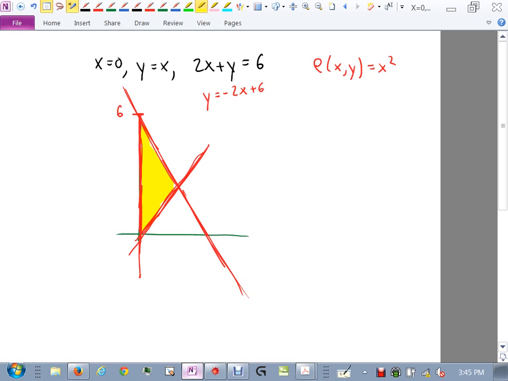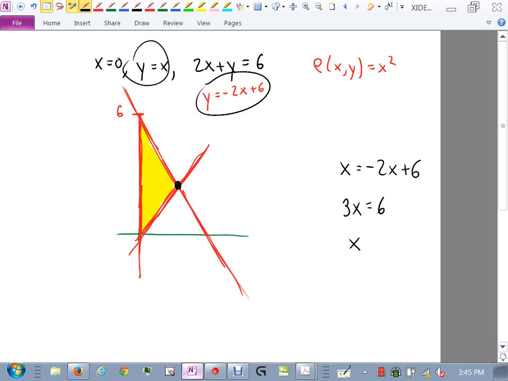Where do they hit each other? You just set them equal to each other, right? So I set this equal to this. So x equals negative 2x plus 6, which gives me 3x is 6. So x is 2, right?